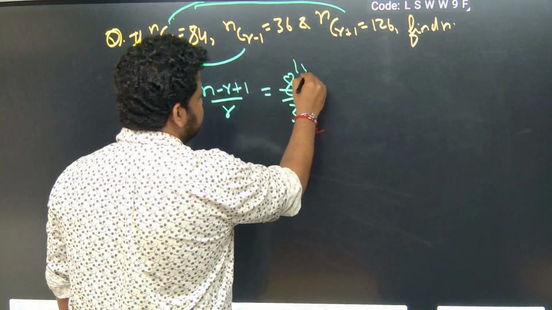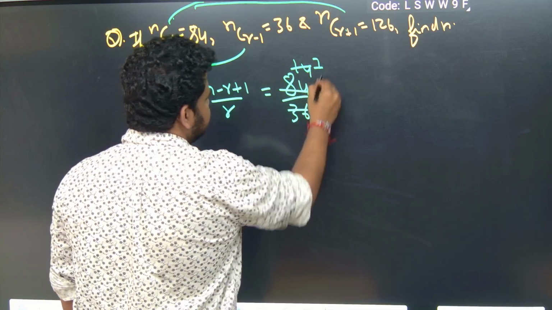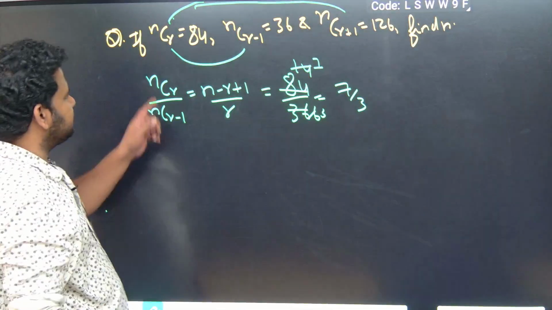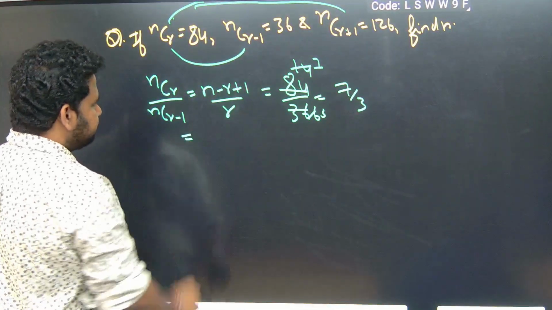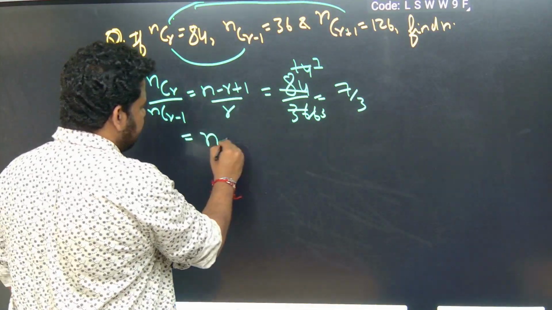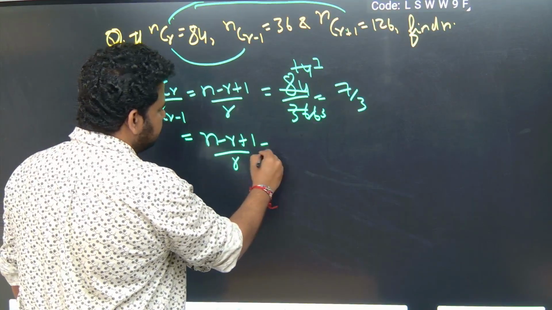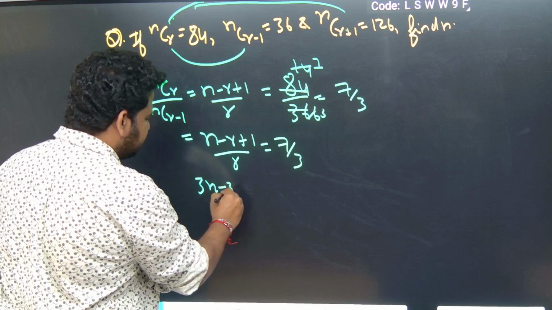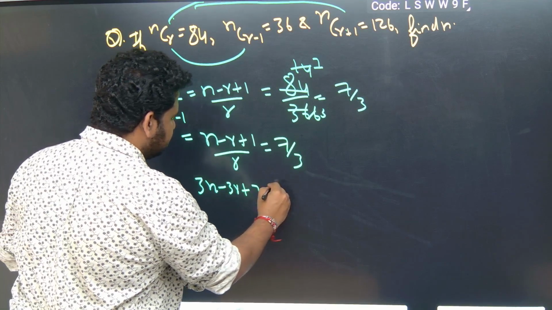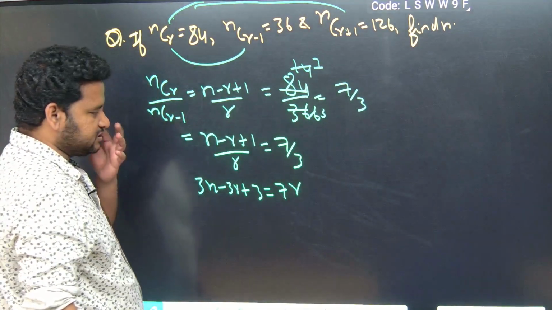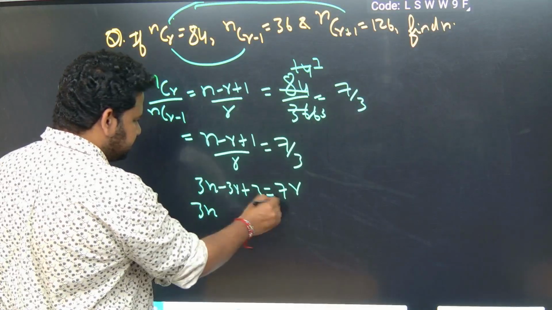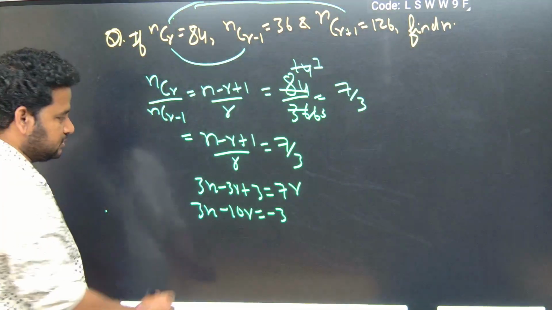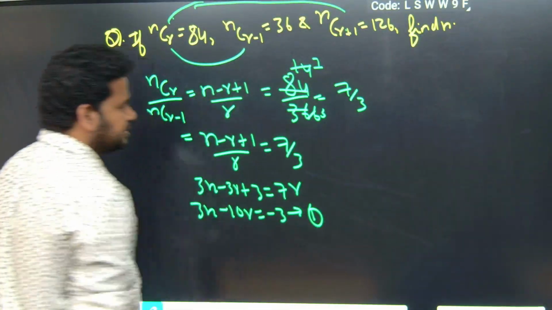So this is 6 14s, this is 6 6s, this is 2 7s, this is 2 3s. So we will get 7 by 3. N is n itself. So we are getting n minus r plus 1 by r is equal to 7 by 3. Let us cross multiply. We will get 3n minus 3r plus 3 is equal to 7r. So 3n minus 10r is equal to minus 3. Let us make this equation 1.